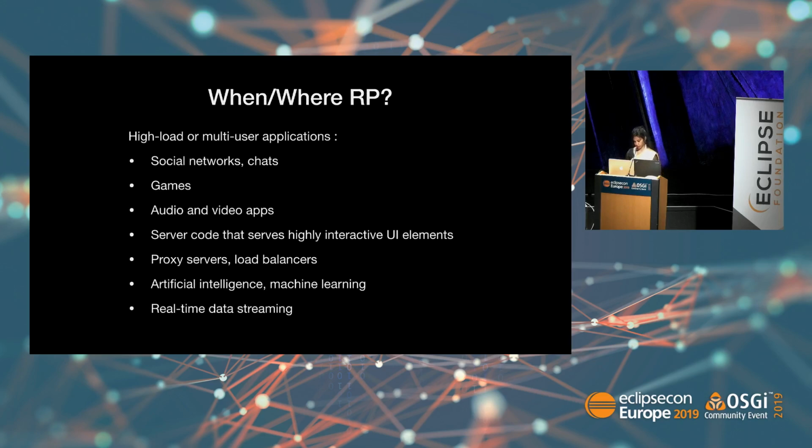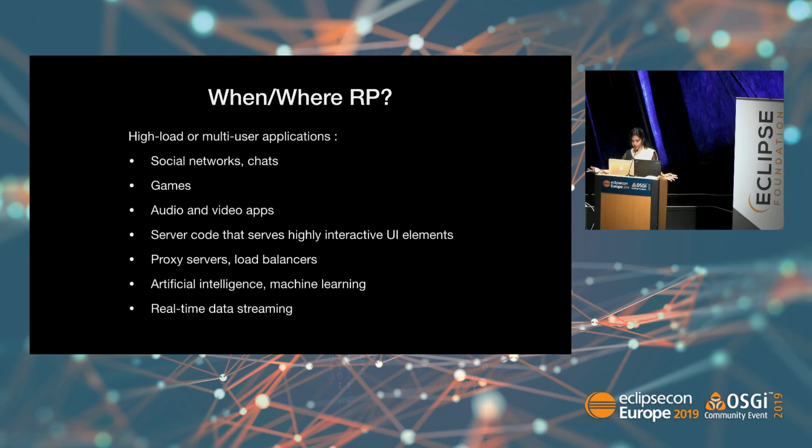Where and when to use reactive programming? Very simple. Wherever there is a huge load of data and multi-user applications come into the picture, like your social networks, chat, gaming places, artificial intelligence and machine learning are also using reactive, and any real-time data streaming is where you would use reactive programming. And where you will not use it is again simple. Wherever there is no live data, there is no huge load of data, and there are not many users trying to change the data simultaneously.